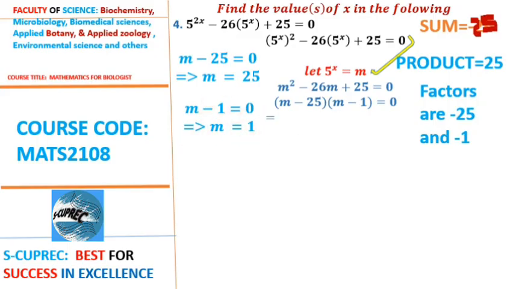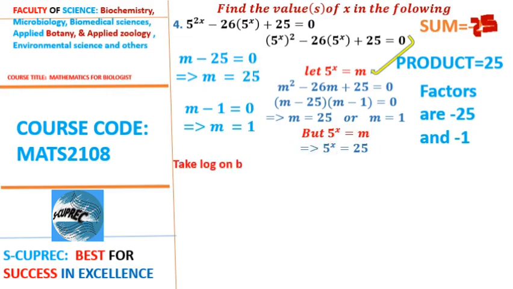Okay, so that's it. But now we are not looking for the values of m, we are looking for the value of x. But we know that we had made an assumption above that 5 raised to the power x is equal to m. So 5 raised to the power x, let's begin with the first value of m, which was 25. The first value of m we had was 25, so let's substitute it here. So 5 raised to the power x equals 25.